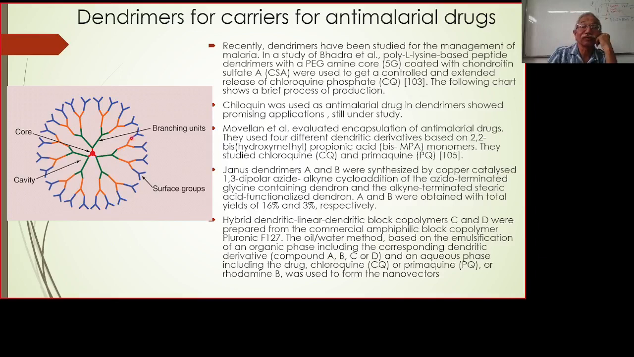So recently, dendrimers have been studied for the management of malaria, in the study of Bhadra et al. Poly-L-lysine-based peptide dendrimers were used, and PEGylated cores were coated with chondroitin sulfate and were used to get controlled and extended release of chloroquine phosphate. Chloroquine was used as the antimalarial drug in dendrimers and showed promising application, still under study. There are many research projects going on reporting the applications of dendrimers, but nothing is in an FDA approved position. These are all research areas, and gradually I think in another 5-10 years they will find it out.